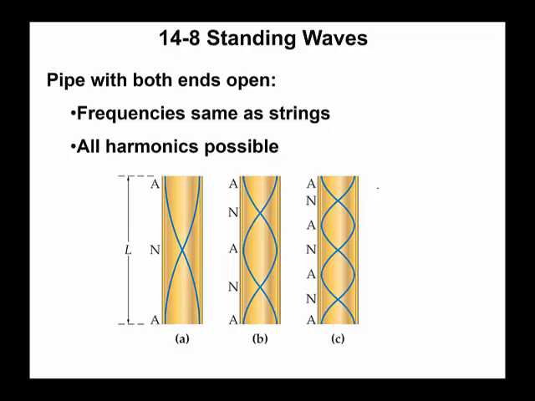Okay, if both ends are open, then I'm going to have an antinode at both ends. And in this case, all the harmonics are possible. So the 1st, the 2nd harmonic, the 3rd, the 4th, the 5th, all of them are possible. And these are going to work just like strings. So in other words, we're going to be using wavelength is 2L divided by the harmonic.